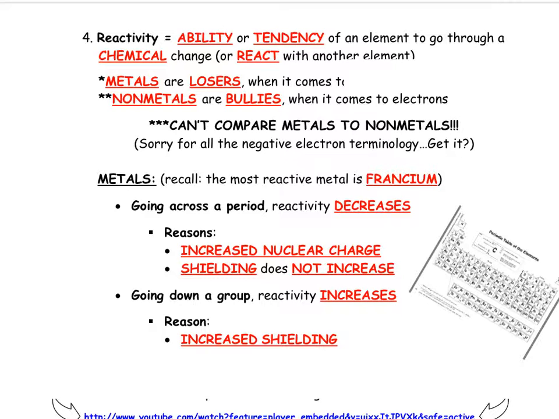Alright, I hope that helped with trends of the periodic table. You should know the vocabulary: electronegativity, ionization energy, reactivity. You should also know atomic radius.